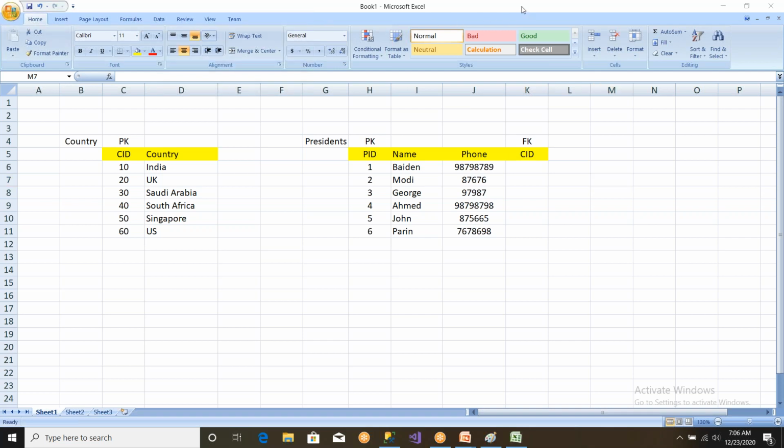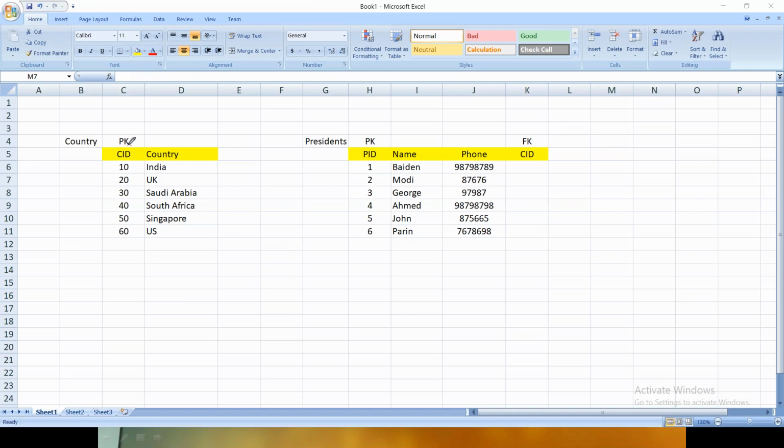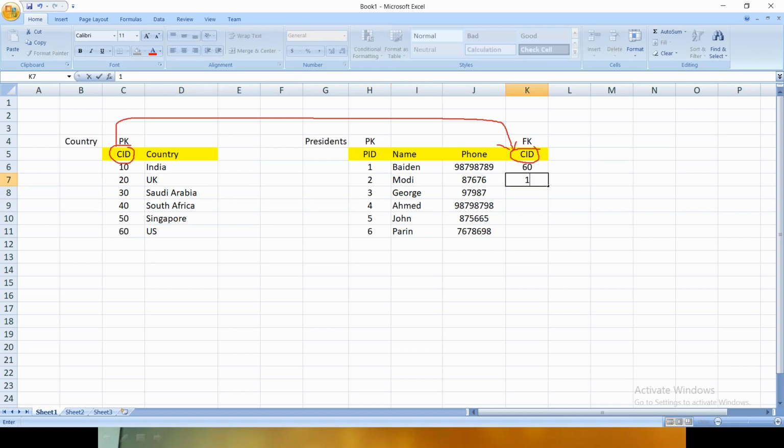Now, these two are going to be maintaining the relationship. This primary key is now linked to the foreign key. These two tables are linked. Now, you can give the data. So, what is the data? I should know Biden. Biden is the president of US. Now, I should be able to write 60. Clear? Now Modi, president of India. Now India's number is 10. I should be able to write 10.